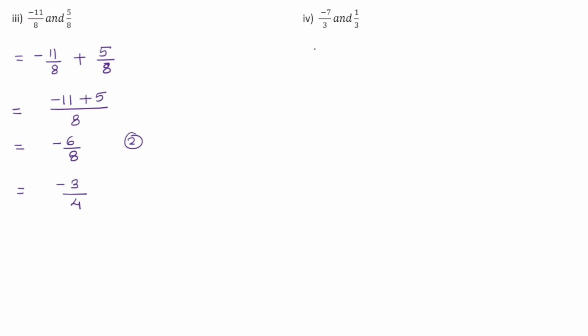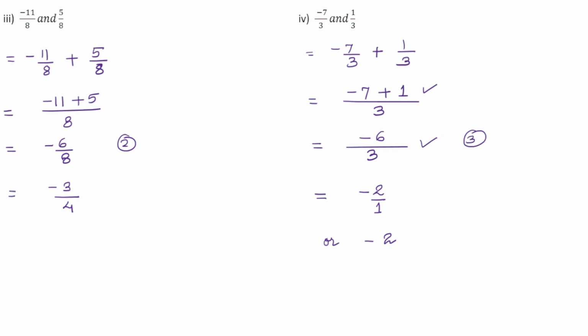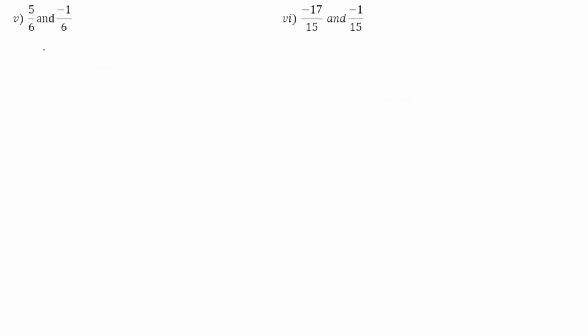Taking question number 4 now, you have minus 7 by 3 and you have to add it with 1 by 3. So you get here LCM is 3, minus 7 plus 1. This gives you 3 here. On solving the numerator part, you get here minus 6. Now this whole thing can be reduced because both of these numbers are divisible by 3. So let us divide numerator and denominator by 3. So you get here minus 2 by 1, or we can simply write the answer as minus 2. Let us solve the next question, question number 5.